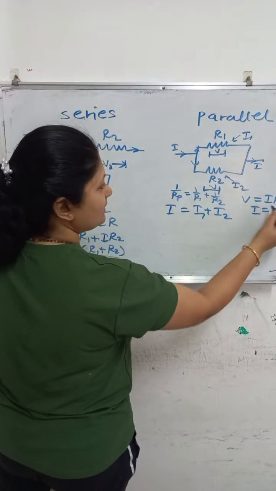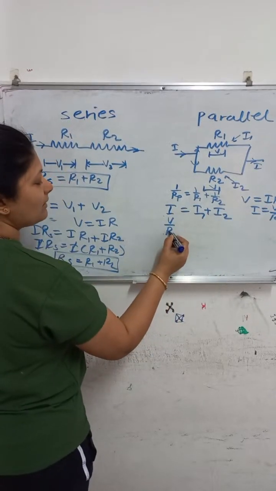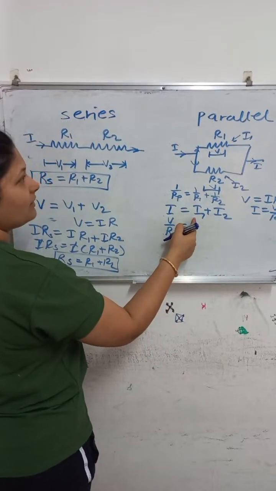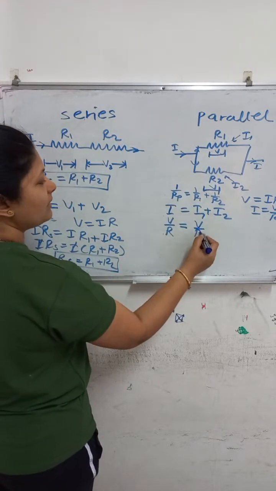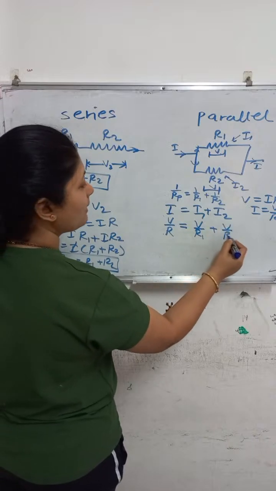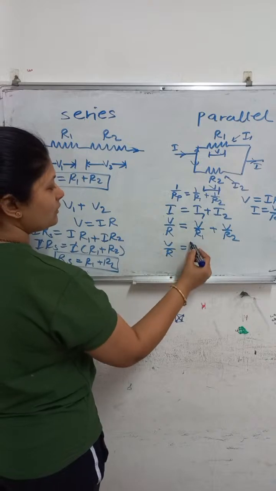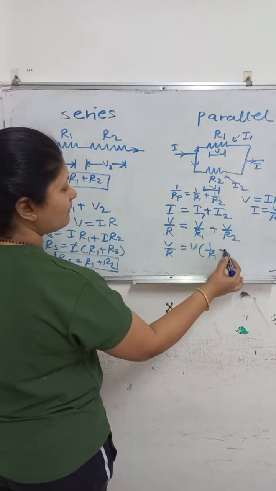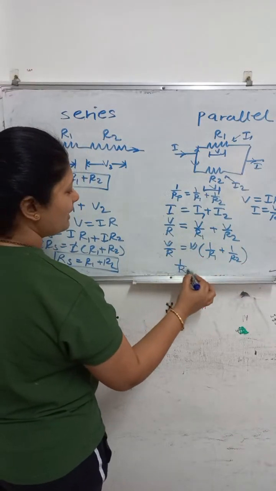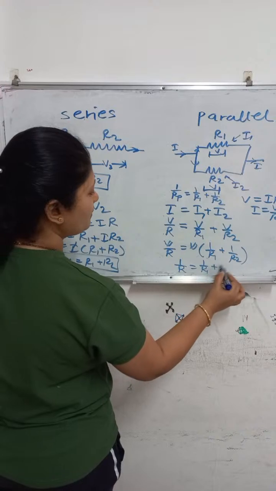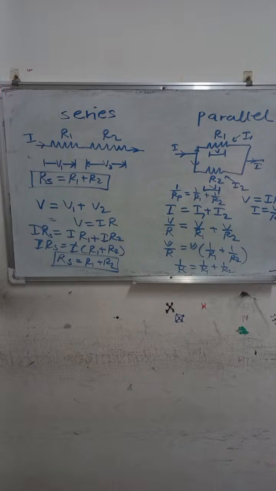So I is nothing but V by R. I will substitute: I1 is across R1, so I write V by R1 plus V by R2, as voltage remains the same. If I take V common, we get 1 by R1 plus 1 by R2. V gets cancelled and 1 by R is equal to 1 upon R1 plus 1 upon R2. This is the expression we are getting.